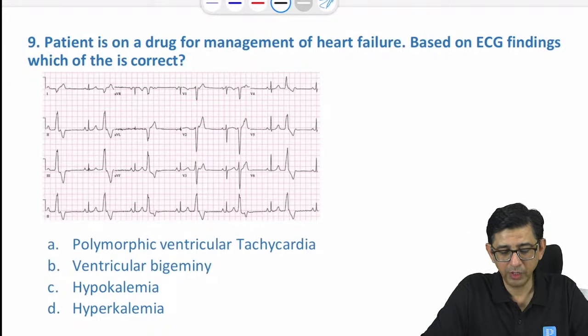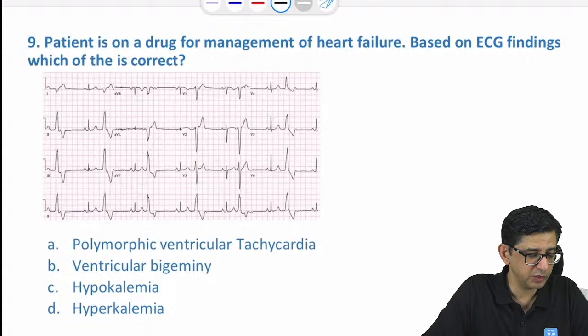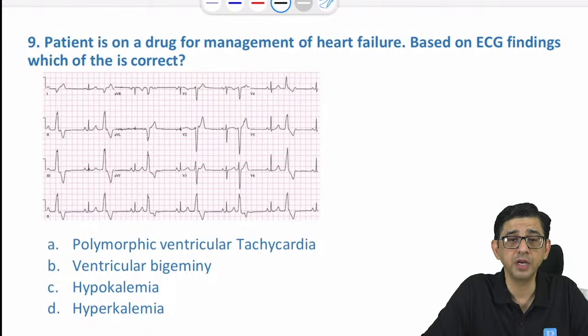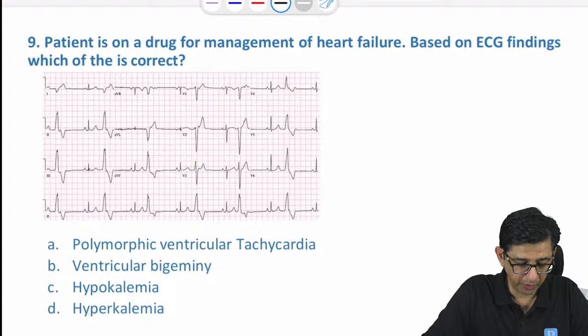Okay. Moving to the next question, a patient is on a drug for management of heart failure and he says, based on the ECG findings in this chap, which of the following would be correct? Let's have quick voting here. Okay, good, Khan, you did the right job. Paras has answered. Dr. Jaya has answered correctly.